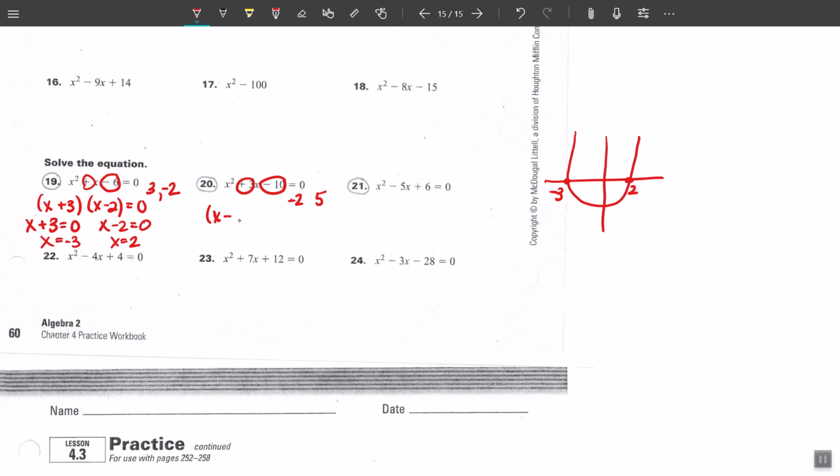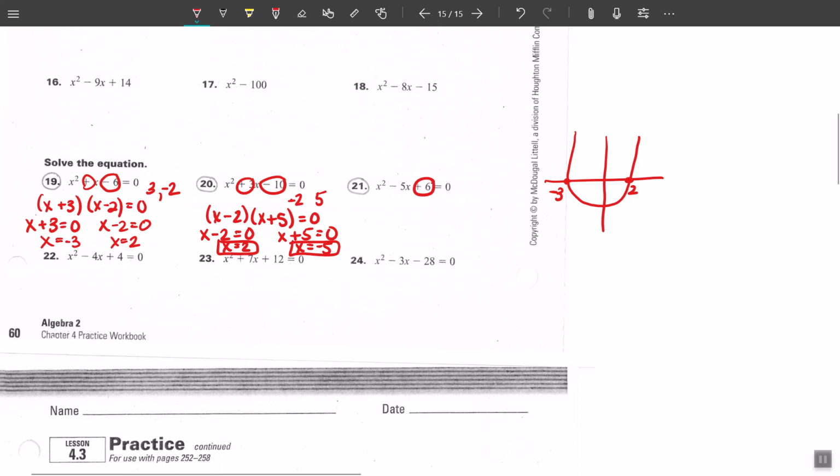X minus 2, and then x plus 5 in that other binomial. All of that equals 0 because we have an equation that says it is. So if the whole equation is equal to 0, either one of these binomials could be set equal to 0. Solve for x, and we get solutions of 2 and negative 5, which means it's going to cross the x-axis twice, once at negative 5, once at 2.